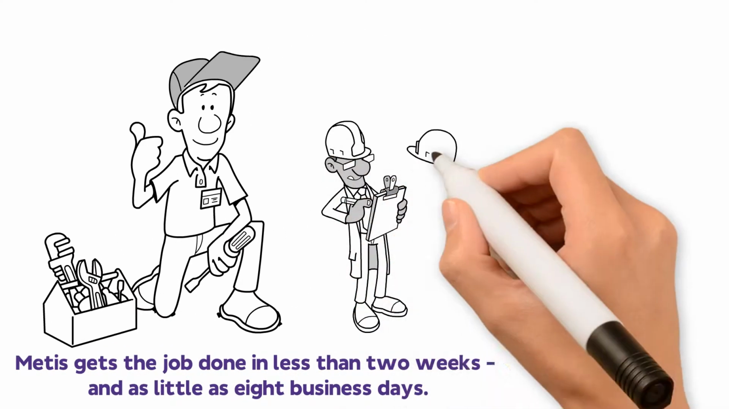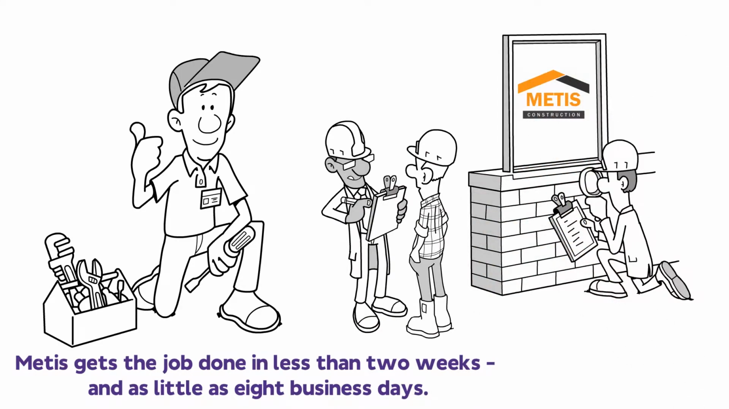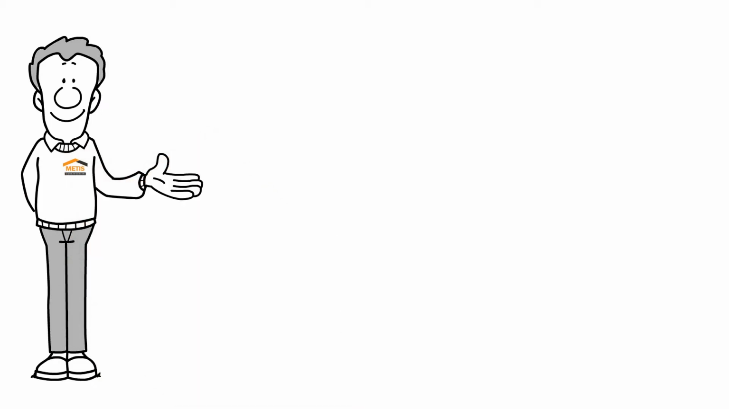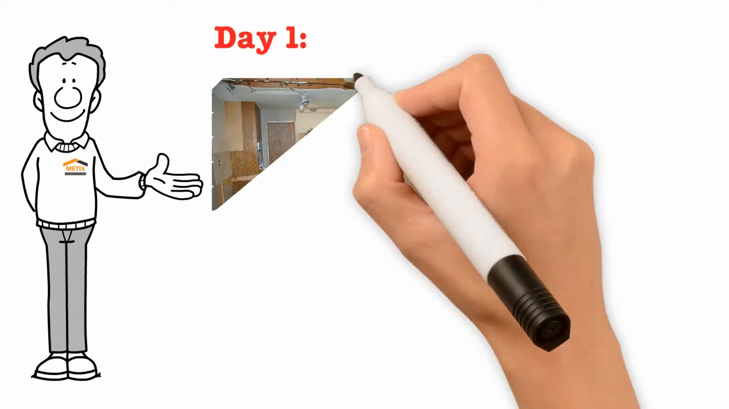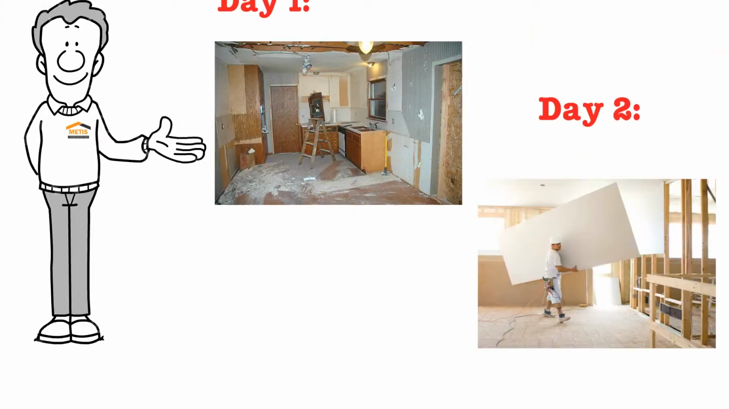How? Through proper planning, on-time material delivery, careful scheduling, and permit approval in advance. A typical Metis schedule looks a little something like this. Day 1, we'll provide demos, electrical updates, and new light wiring. Day 2, city inspection and sheetrocking. Day 3, mudding and texturing.